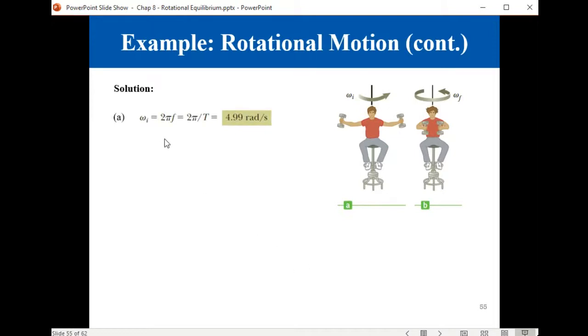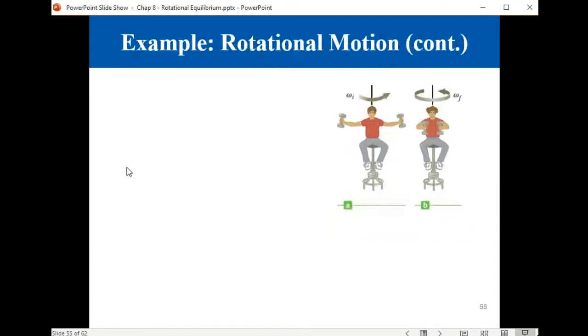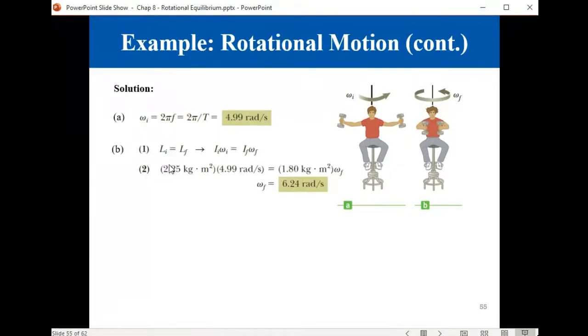So omega equals 2 pi f, and f is 1 over T. So from the given information concerning the period, we calculate omega, dividing 2 pi by the period. The period for one rotation, we are told, is 1.26 seconds. This is T, the period for one rotation. So from this information, we know the initial value for omega.